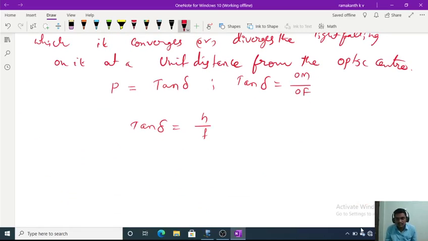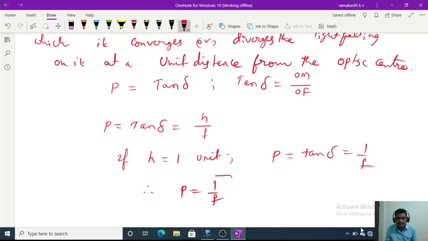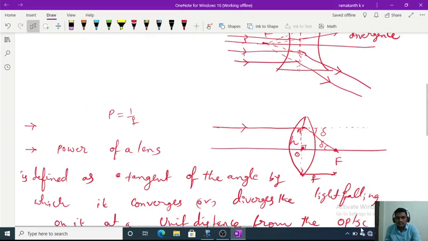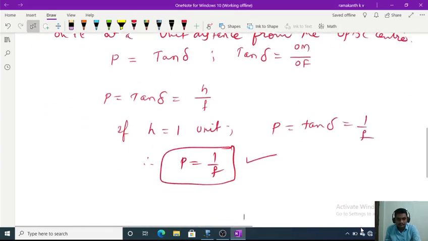By the definition, we can write P equals tan delta equals H by F, and if it is incident at a unit distance, if H is equal to 1 unit, then P is equal to tan delta is equal to 1 by F. So we can write P is equal to 1 by F. This is the relation between the refracting power and focal length of the lens. Okay, so this is about the refracting power.